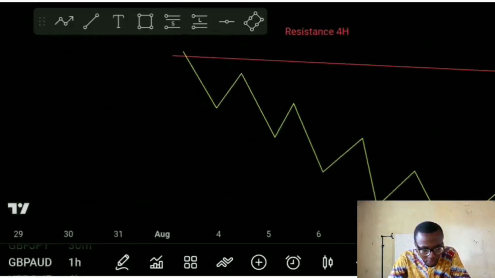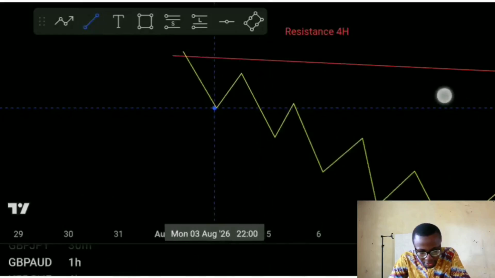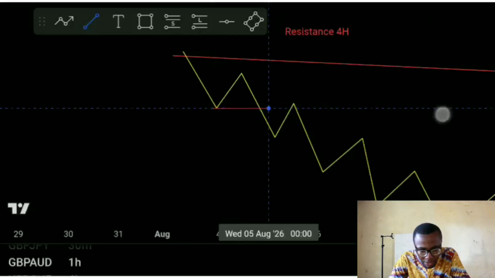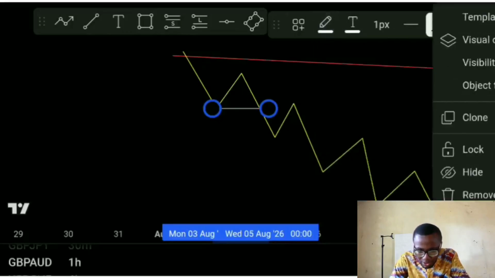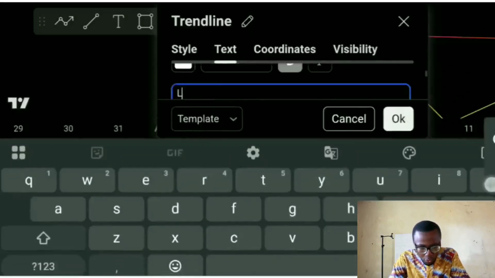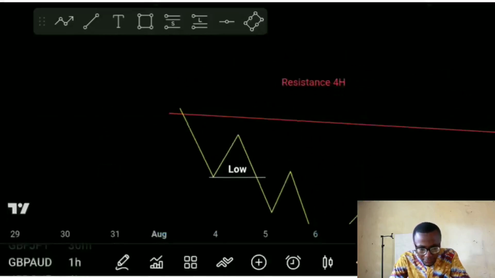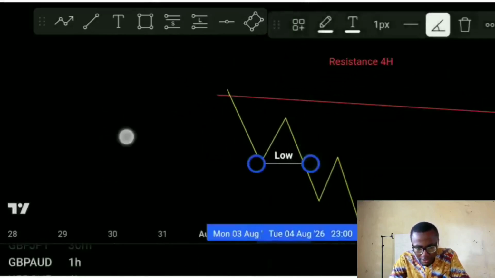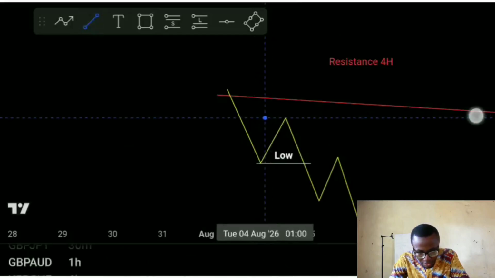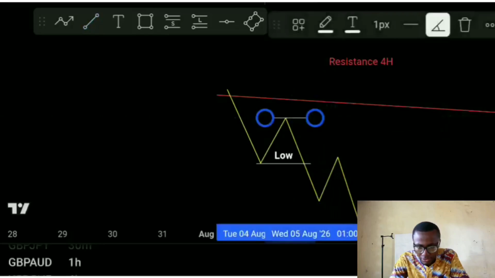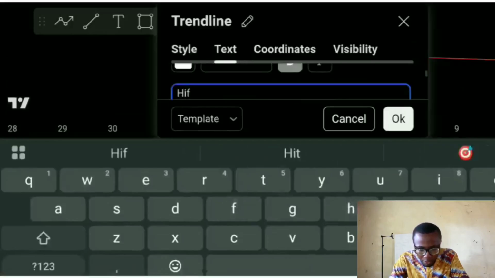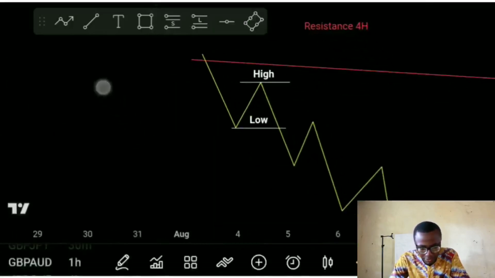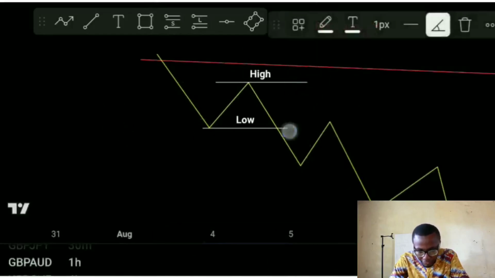Now, look at this level here. Are you seeing this level? This level is low, right? Let me change it to white. I'll just name this level low because it is low. Now look at this level. This level is the high, right? So I will name it high. It's high because it's up and it's low because it's down. This level is the high, while this level is the low.